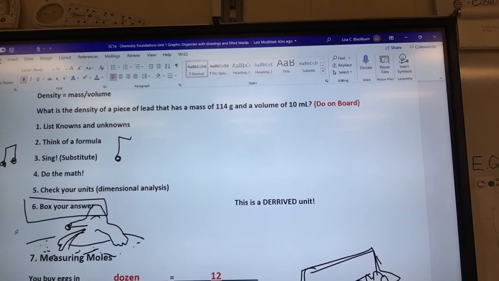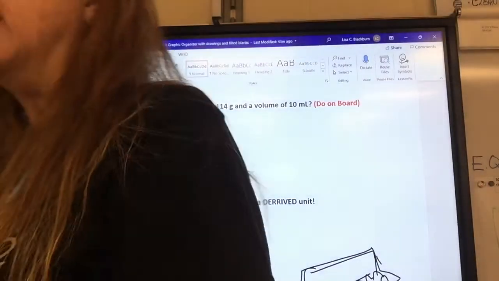D, we don't know what it is, so it's our variable. So we're going to keep it as a letter. Mass is 114. So right under mass, we write 114. Volume is 10. Now we do the math. So this is 11.4 grams per milliliter, and we box the answer. That's easy math, isn't it?